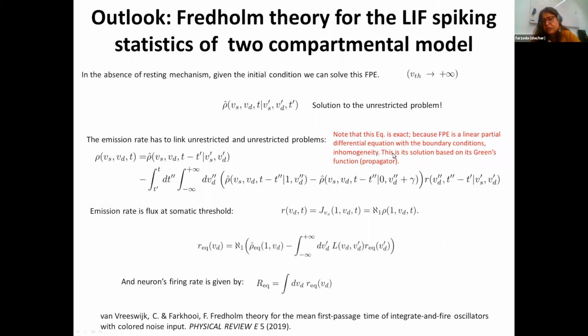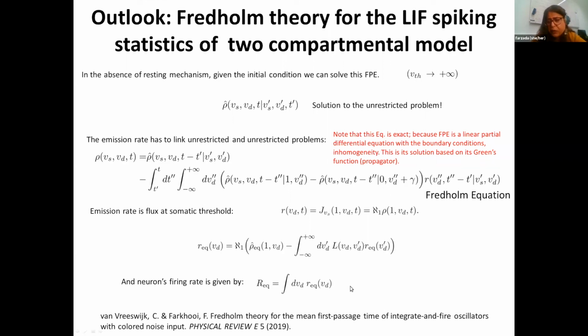So this equation is exact, and this is the Fredholm equation for finding our emission rate. And we know that the emission rate is nothing else than the probability flux at the somatic voltage reaching the threshold. Then we can substitute this in our equation. We get the equilibrium emission rate at the given voltage at the dendrite. You can also integrate it and get the emission spiking rate as well.